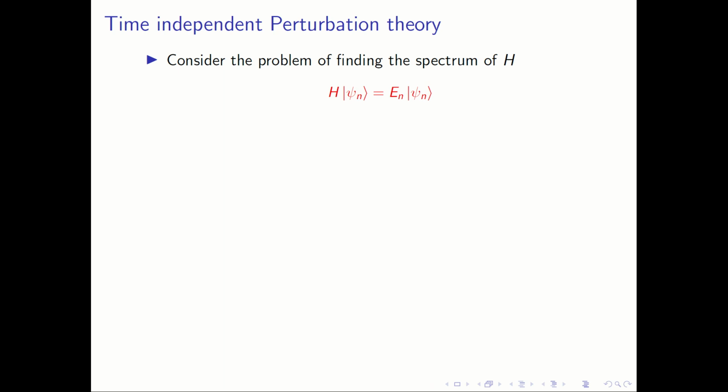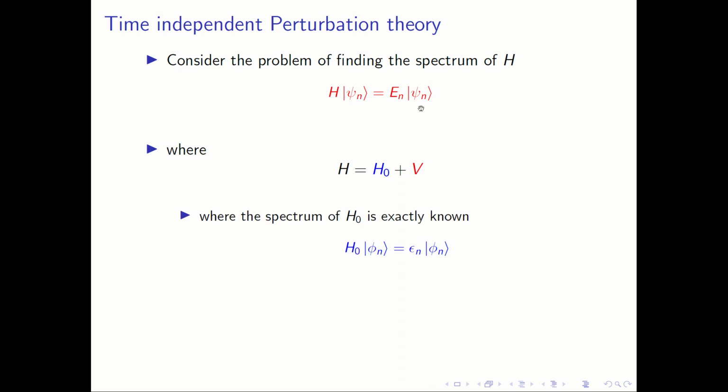This Hamiltonian H, the Hamiltonian for the full system, presumably has eigenkets |ψn⟩ corresponding to energy eigenvalues En. Now, our aim is to figure out what the |ψn⟩ and En are, given that we can decompose this Hamiltonian H into two pieces, H0 and V, where the spectrum of H0 is exactly known. So, H0 is a so-called exactly solved Hamiltonian. Its eigenvalues are εn in my notation, and the corresponding eigenkets or eigenvectors are |φn⟩. So, we know the εn's and |φn⟩'s exactly.